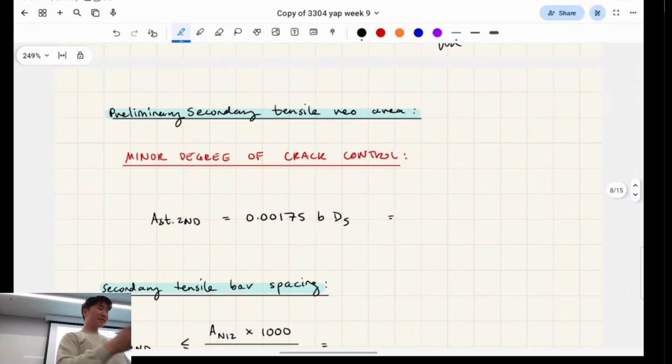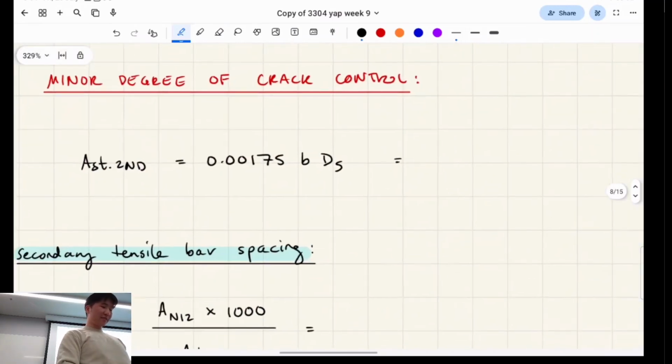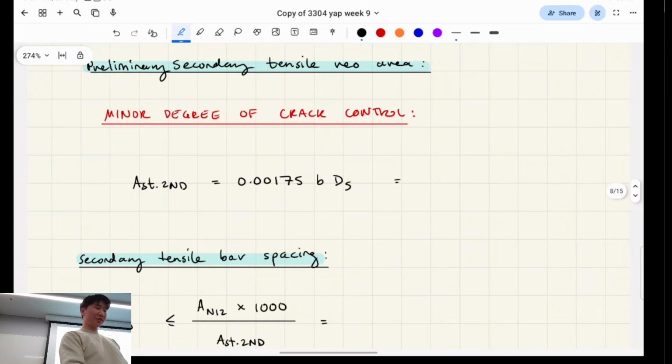Okay, secondary design. We have a minor degree of crack control, so this is the formula that's given. These numbers can change a little depending on this number specifically. It gets bigger if you have a moderate degree of crack control or a strong degree of crack control. But this number is just 1,000 and this is 190. So this is based on the area of the concrete, and it gives us this number.